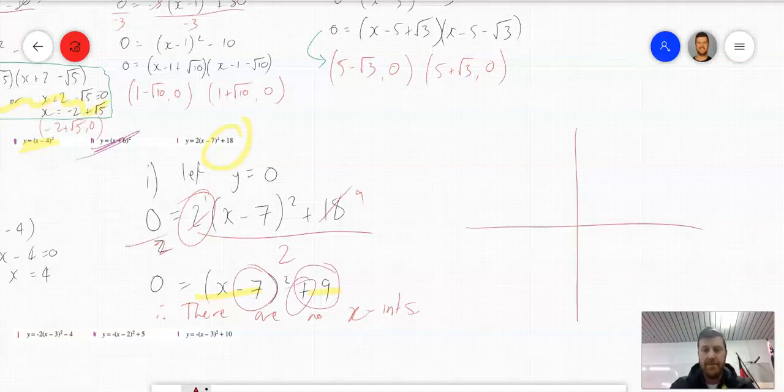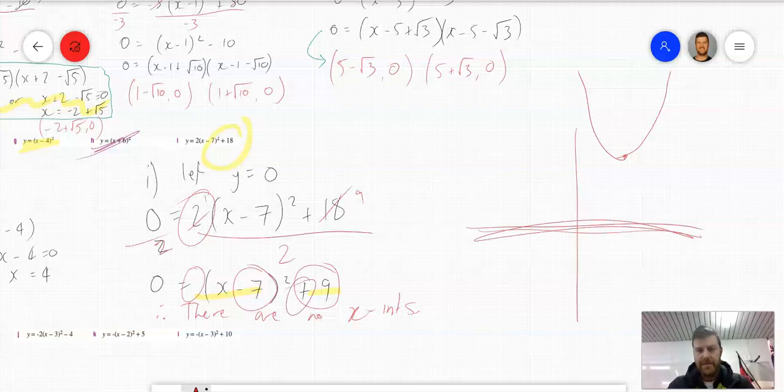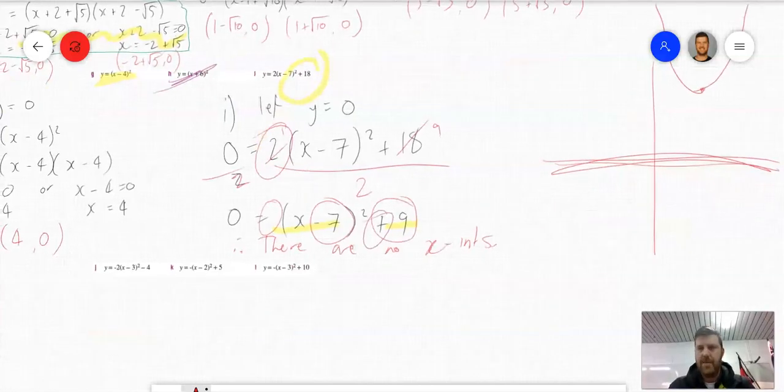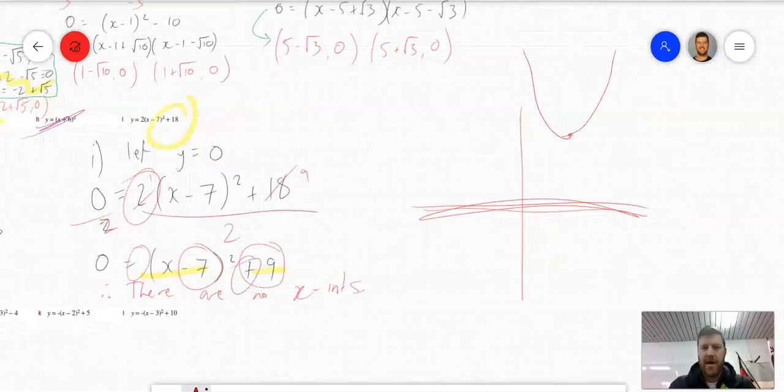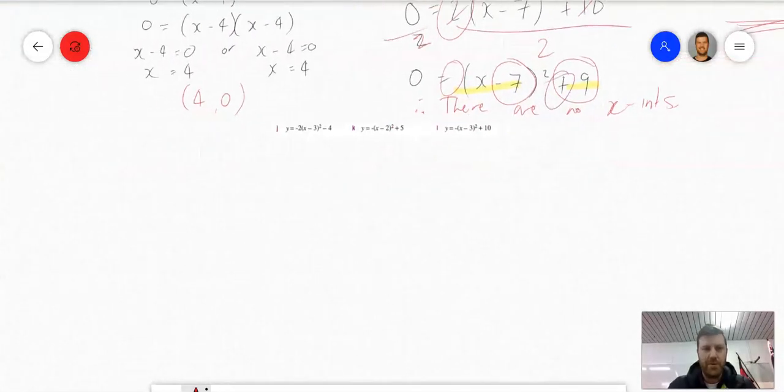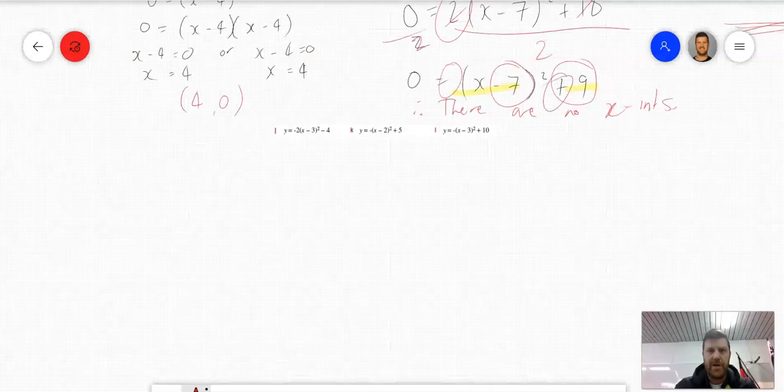So positive 7, positive 9, let's just say that's there. A is positive 1. A is a positive value, so it's opening upwards. Okay, it's not coming back down to touch the x-axis, is it? So that's why, I guess, visually, there are no x-intercepts for those ones. Okay, guys? And it might have been the other way around. It might have been that the turning point was here, A is a negative value, and it's opening downwards. Alright, anyway, let's move on to the last 3 here.